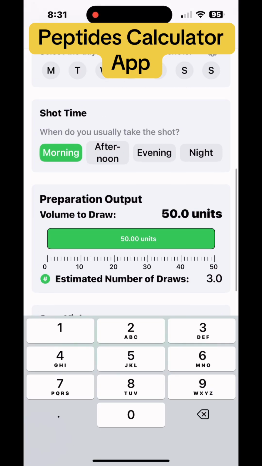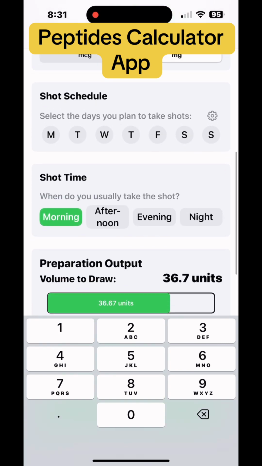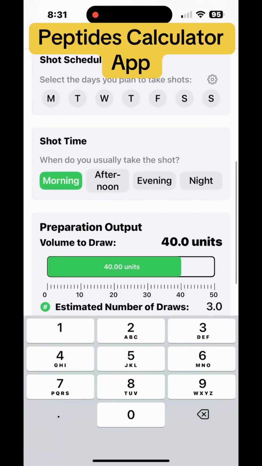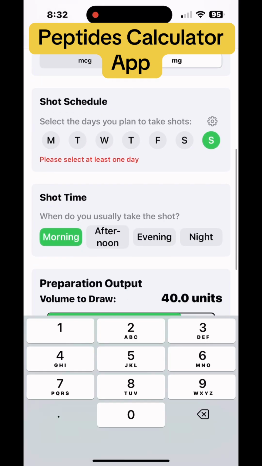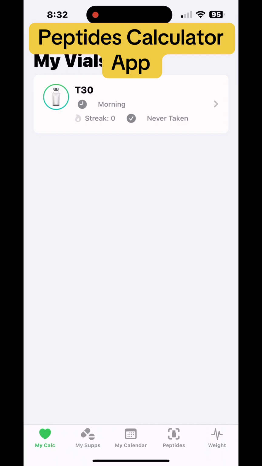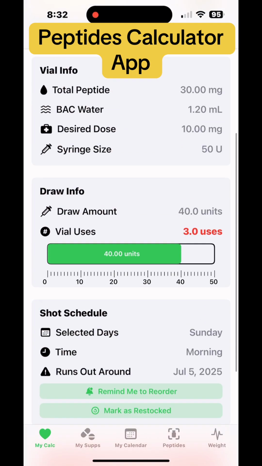So I add additional backwater. Maybe I add 2 milliliters or cc's of backwater to make it a little more even. You want more of an even number, at least I do. It just makes it way easier to do that. So as you can see, I'm kind of playing with it, and I go through until I find something that's way easier as far as units to inject.